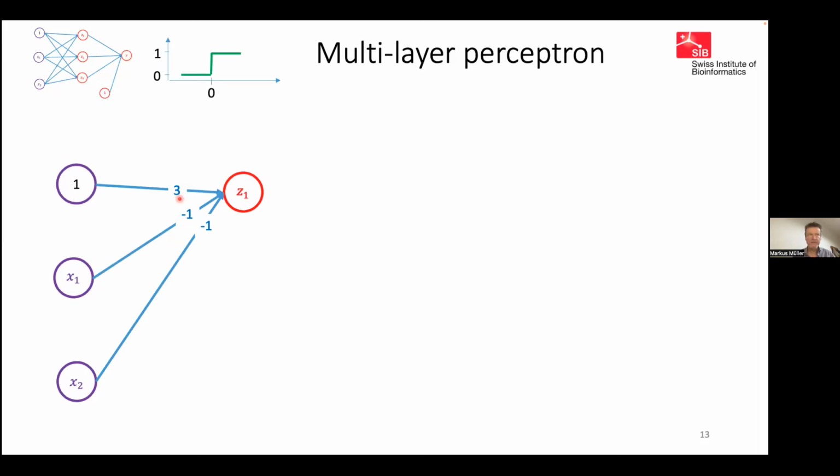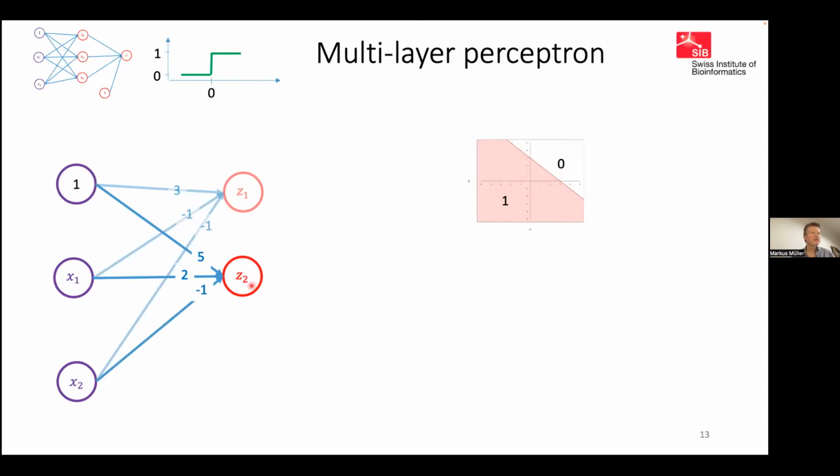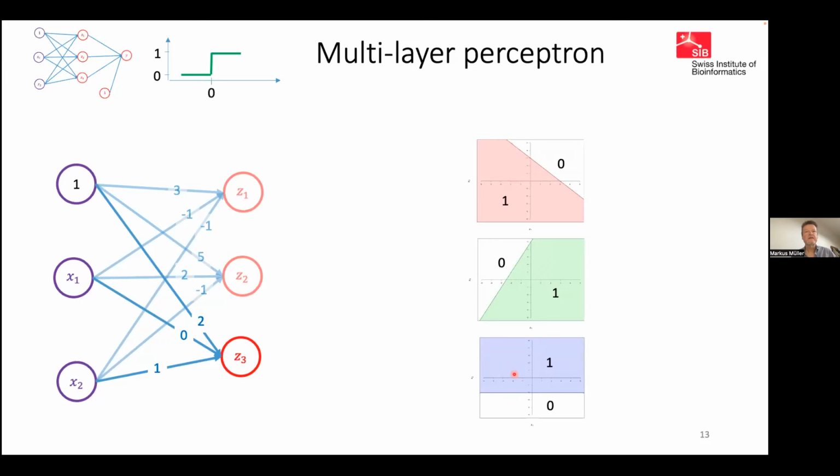For simplicity, we assume that we have a stepwise activation function. If you plot that result, you see that this output, Z1, is 0 in this region and 1 in this region. If you take the second perceptron, Z2, I also gave some weights to that one, and you can plot again what the output looks like. You see, as a function of X1 and X2, that Z2 is 0 in this region and 1 in this region. And then we go to Z3. Again, for this set of parameters, we can show that Z3 is 1 in this region and 0 in this region.